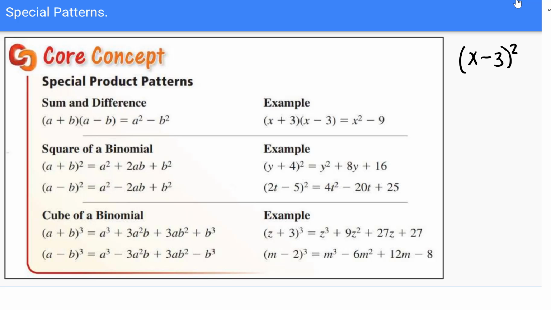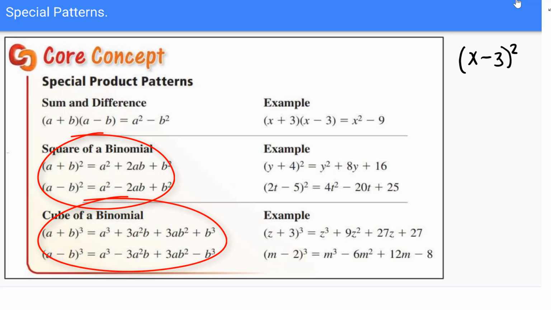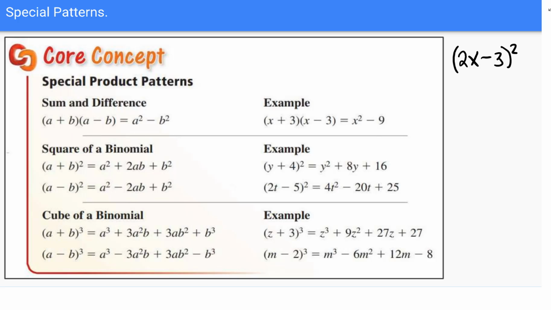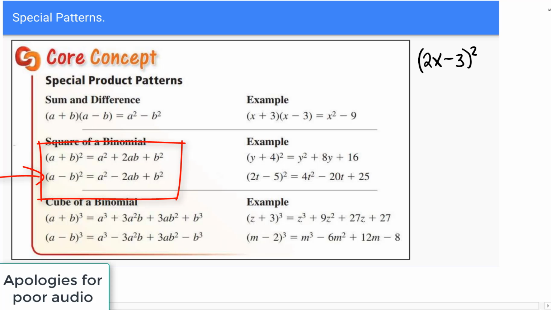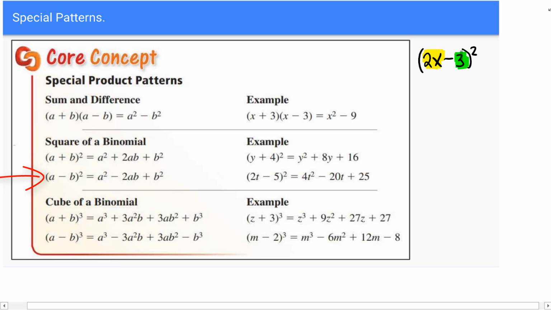Here are some patterns when it comes to the sum and difference of two binomials being multiplied, the square of a binomial and the cube of a binomial. For example, if I were to take the quantity 2x minus 3 and multiply it by itself, I could follow the pattern of the square of a binomial.